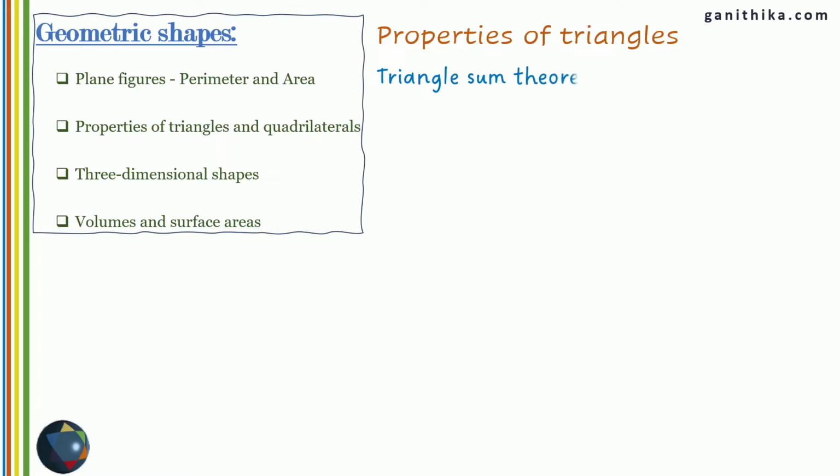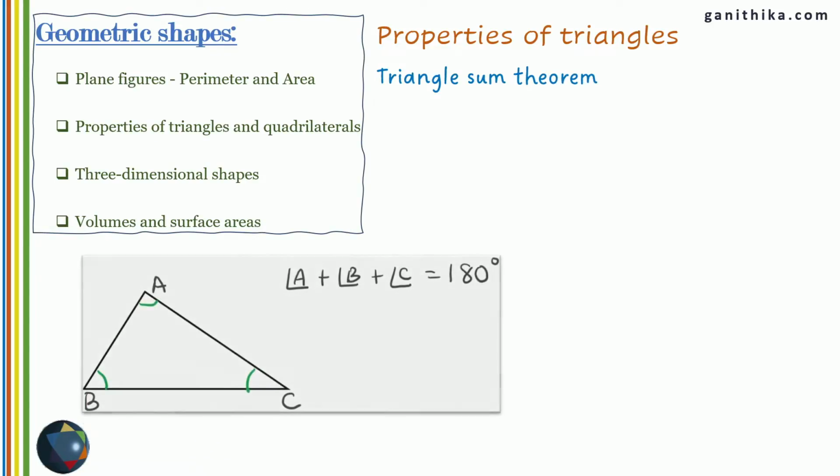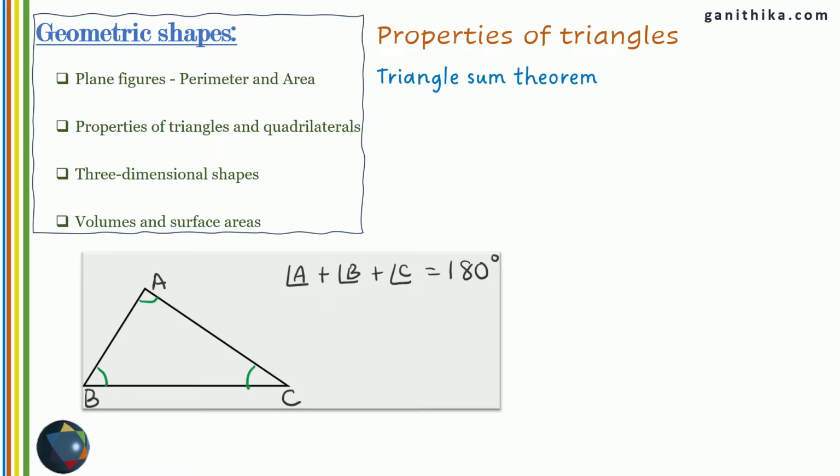The first property is the triangle sum theorem, which we just learned. Angle A plus angle B plus angle C is equal to 180 degrees, which means the sum of the angles of any triangle is equal to 180 degrees. So this is something that we just did.